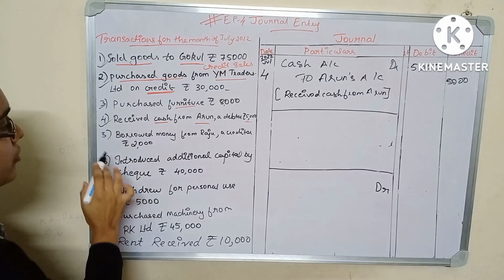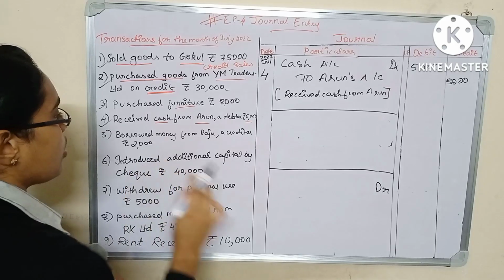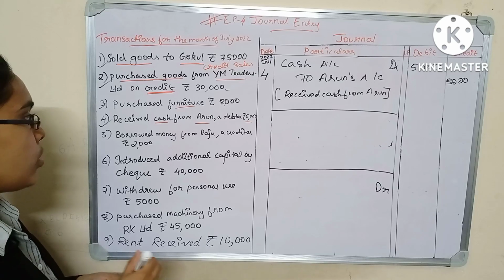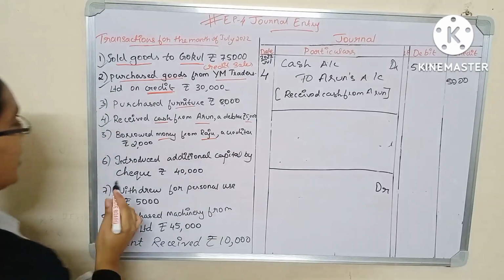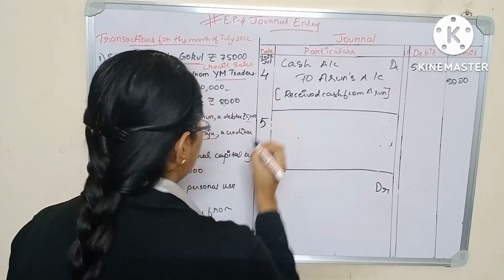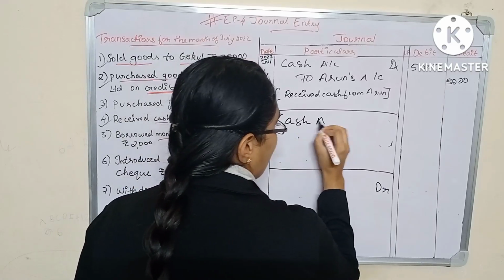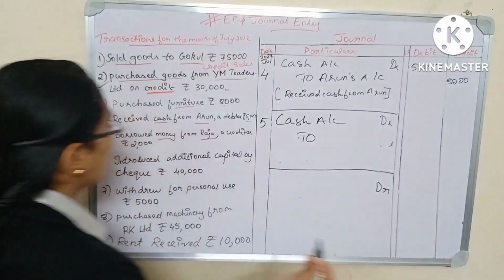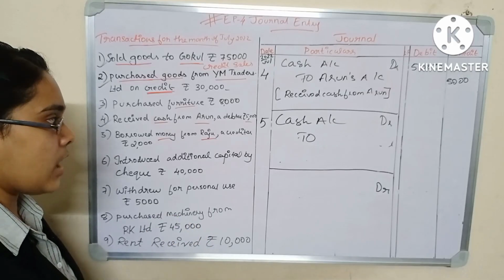Now the fifth entry. Okay, fifth entry, borrowed money from Raju, a creditor, rupees 2,000. You are borrowing money from your creditor, who is Mr. Raju. So you borrowed money. That means cash account and Raju's account are involved here. So cash account will be debited again. First you should fill the date column, and you can write cash. Cash account debit. Second, who is the giver? Raju is the giver. So you should credit the giver's account.